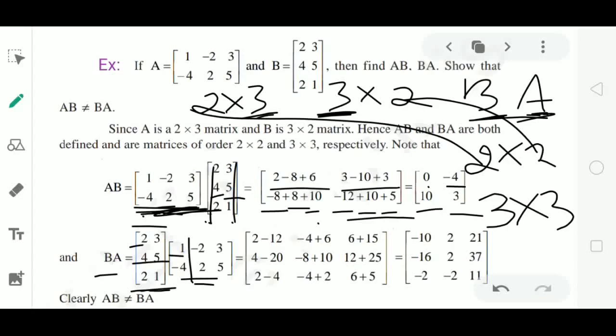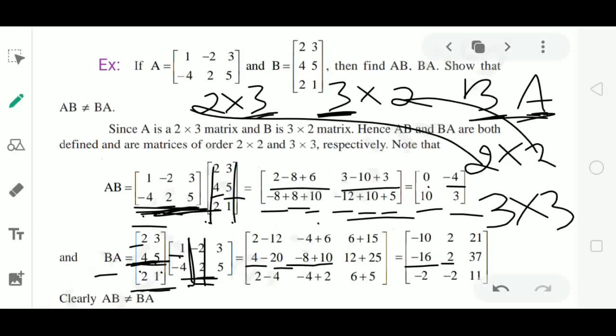Now multiply the elements of the second row of the first matrix with the first column of the second matrix element wise. 4 into 1 is 4. 5 into minus 4 is minus 20. Adding these products we get 4 plus minus 20 is minus 16. Next multiply the second row with the second column. 4 into minus 2, minus 8, plus 5 into 2, 10. Minus 8 plus 10 is plus 2.